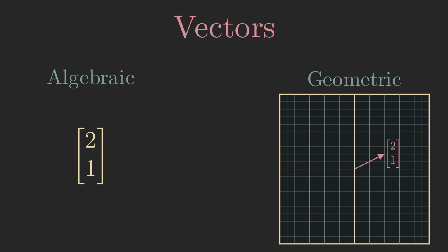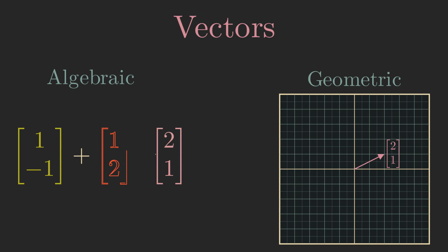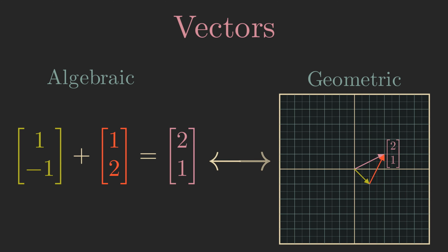One thing we can do is add 2 vectors together. In the algebraic representation, this means adding the corresponding terms, and in the geometric representation, this means connecting the arrows together tip to tail. And interestingly, both of these representations express the same thing.